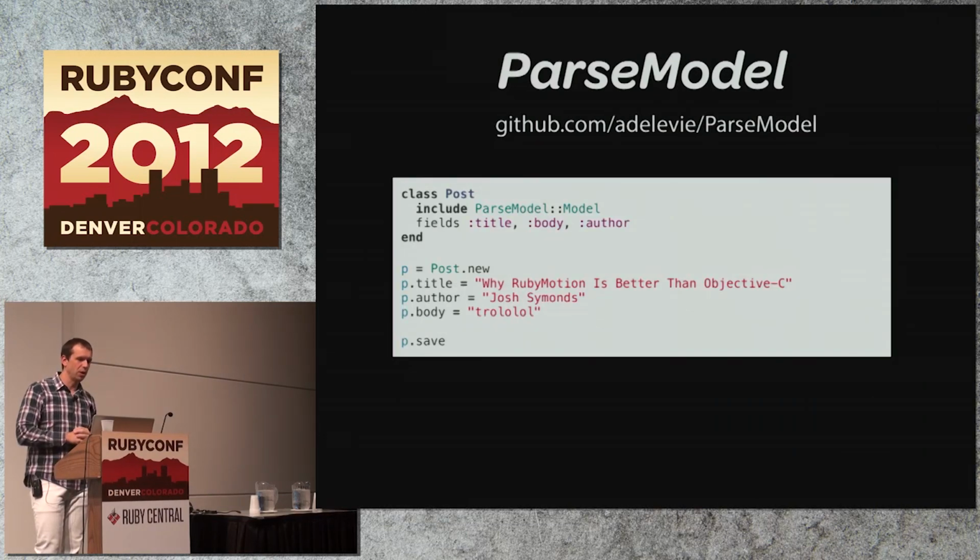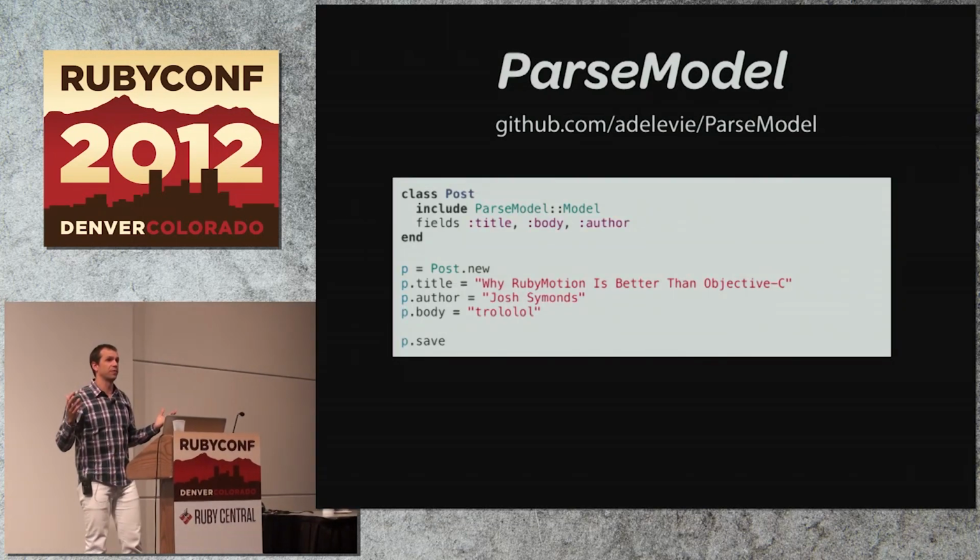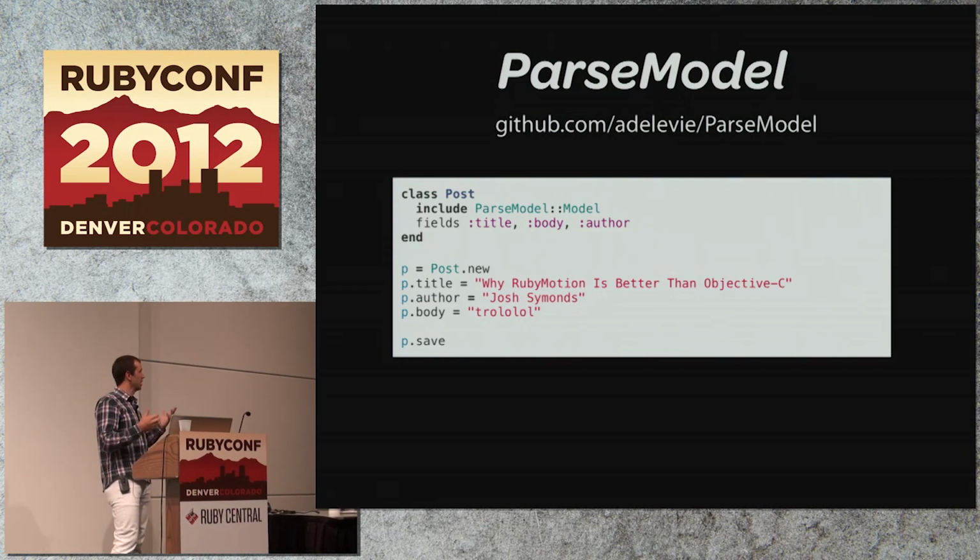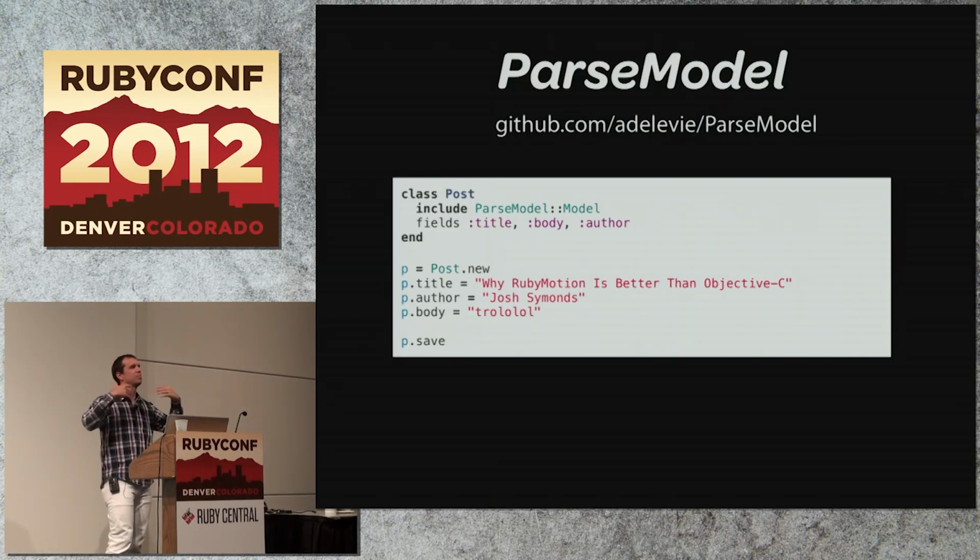So parse model. If people have used Parse as a service, parse model lets you easily integrate with that service. You can just declare your class Post, include the parse model module. You set your fields. Then you can build posts and save them, and it's saving them to parse.com. Of course, you configure it with your keys and things like that.